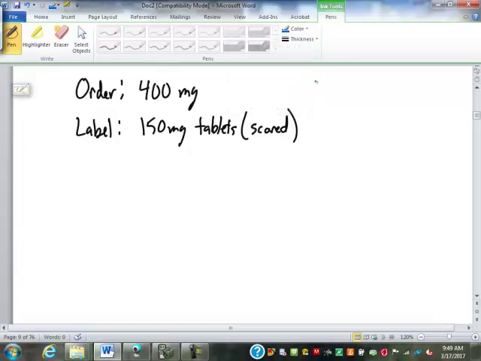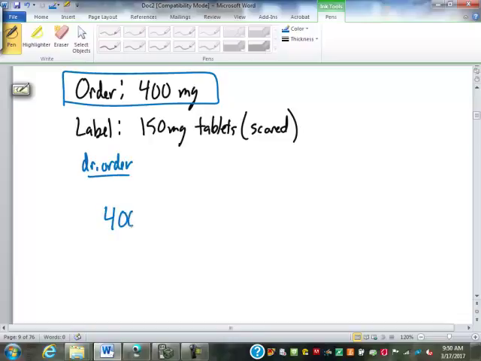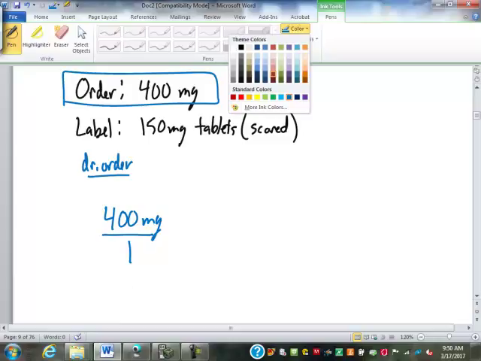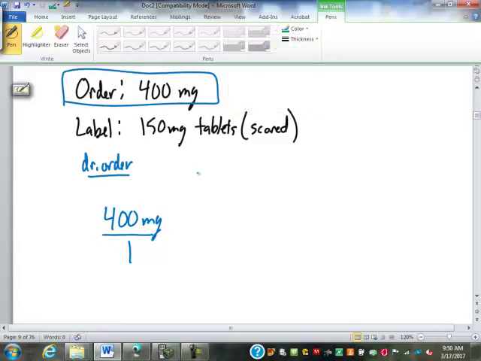So anyway, for our dimensional analysis, we start with the known value, and that will be the doctor's orders. So we're going to start out with 400 milligrams. We always make that a fraction, so we're going to put it over 1. Next, we're going to use our equivalency. Now the equivalency here comes from the label. That is 150 milligram tablets. So we know 150 milligrams equals 1 tablet.